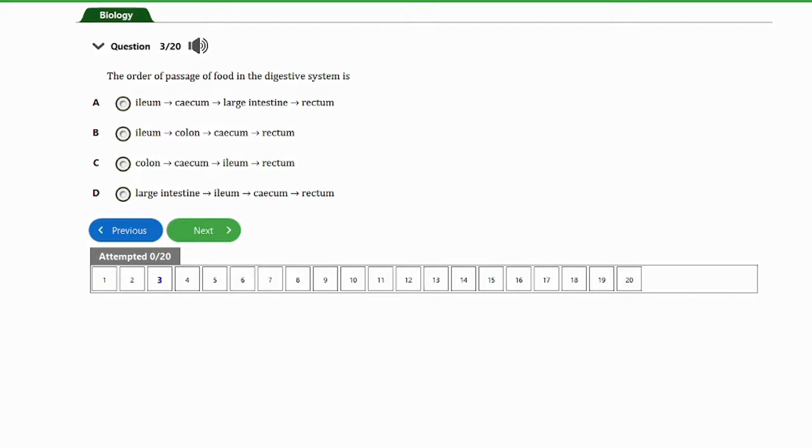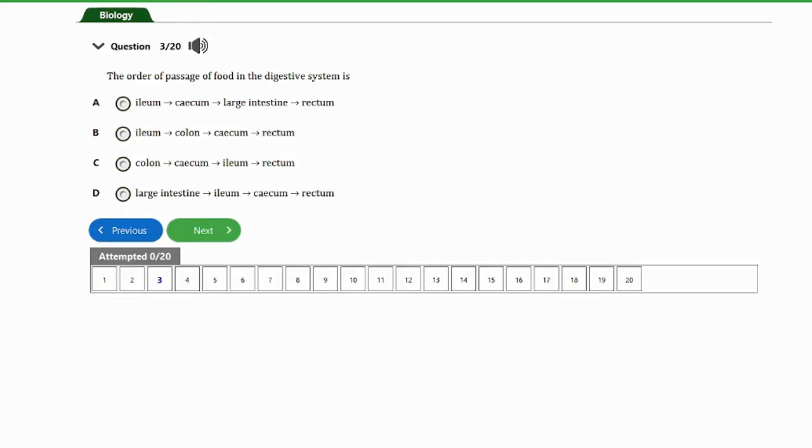So guys, the ileum is the part of the small intestine that leads to the large intestine, whereas cecum is the first part of the large intestine, so it leads to other parts of the large intestine. It's actually found at the beginning of the large intestine, and then it leads to the main parts of the large intestine. So guys, at the end of the large intestine, you have the rectum that leads to the anus.